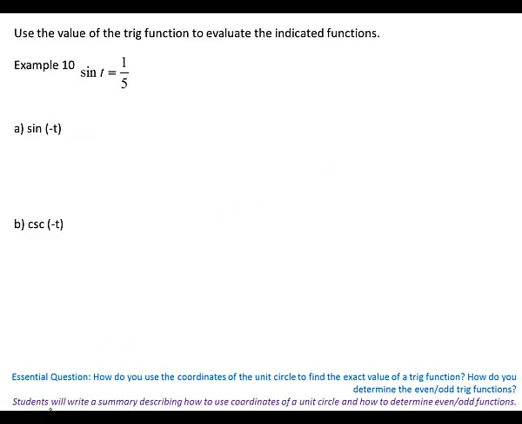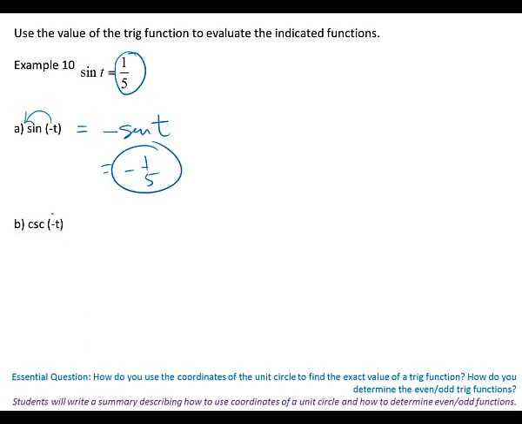All right, we're going to use the value of the trig function to evaluate the indicated functions. Okay, so on the sine, what do we know? So we just talked about this with the even and odd identities. What happens with the negative sign when we have sine? It goes out front. So we'd really have negative sine t. What's the value of sine t that they gave us? 1/5. So we'd write negative 1/5. Done.